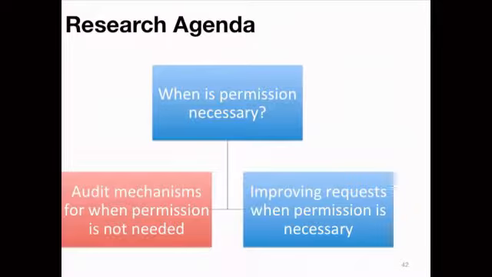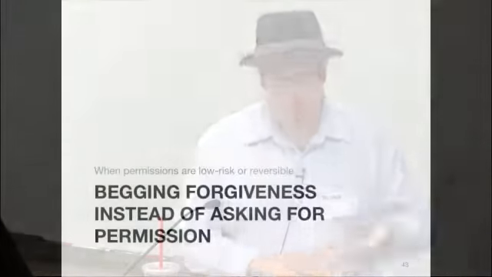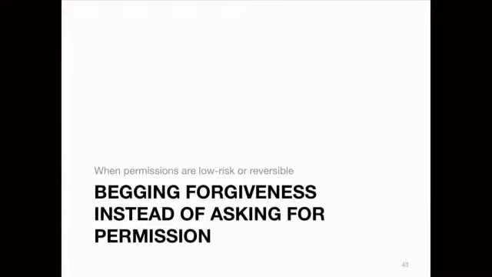And so this sets up this research agenda, which is first looking at which permissions are necessary to grant, which ones aren't, and then of those that aren't necessary to be explicitly granted, how can we design better audit mechanisms? And the other side of that is for the requests that do require user interaction, how can we optimize those? And so the rest of the talk is current stuff that I've been working on to improve the audit mechanisms, or what I like to refer to as begging forgiveness instead of asking for permission, because what we're doing here is not asking for the permission a priori, but allowing the user to revisit those decisions.